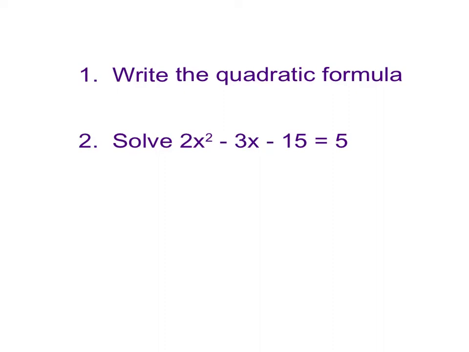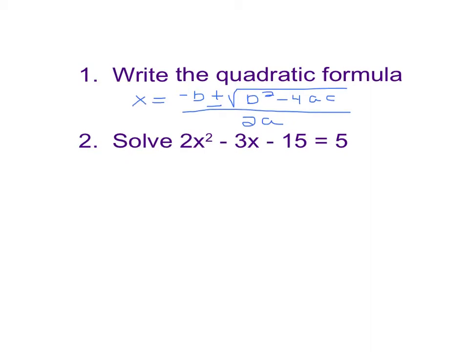So you are supposed to write the quadratic formula. Don't forget that x equals the opposite of b plus or minus the square root of b squared minus 4ac, all over 2a. Make sure you know how to say it as well.